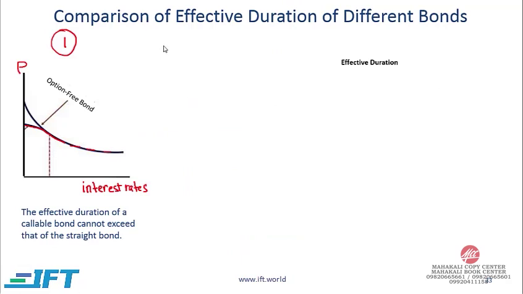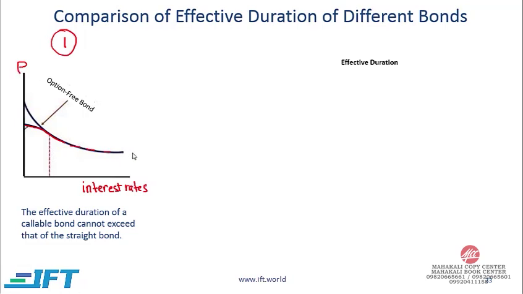On this slide, we will compare the effective duration of different bonds. The first image here compares a straight bond, which is shown in blue, with a callable bond, which is shown in red. The x-axis represents interest rates and the y-axis represents price.